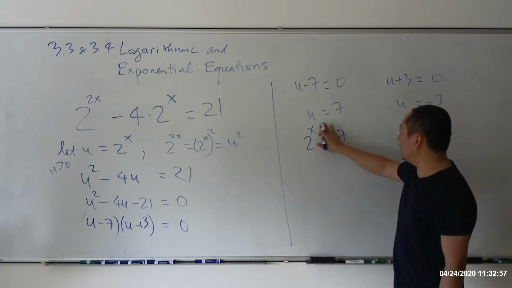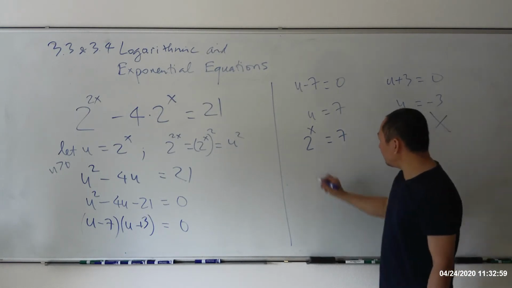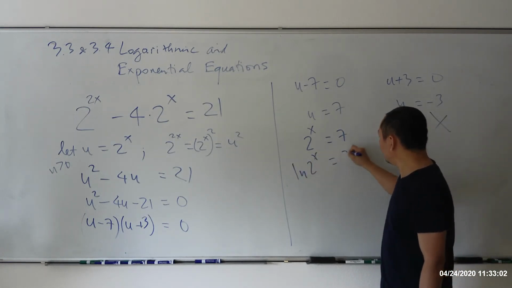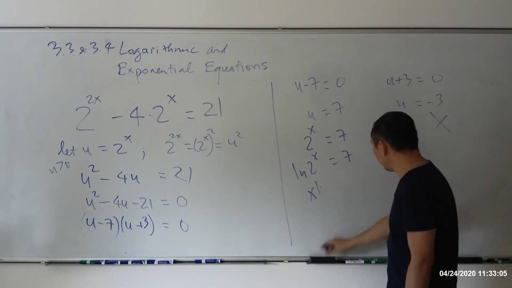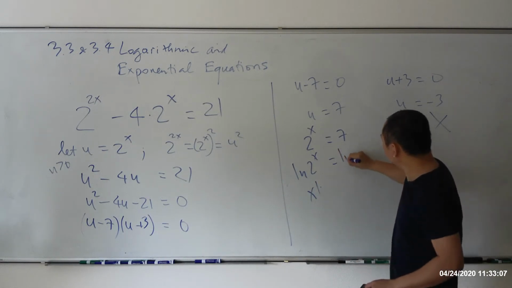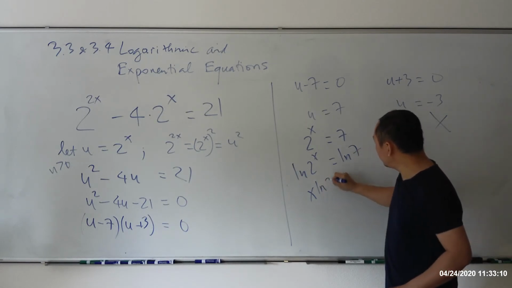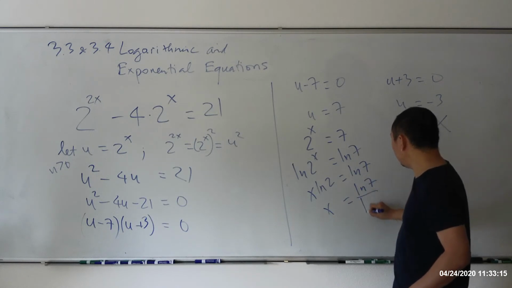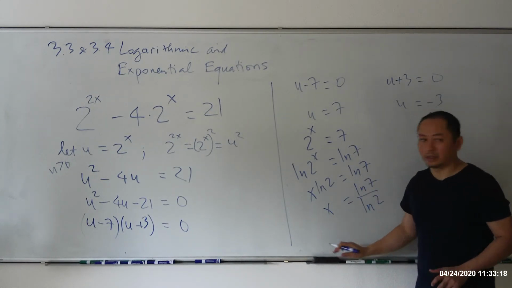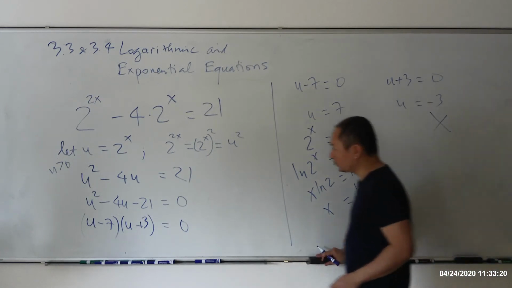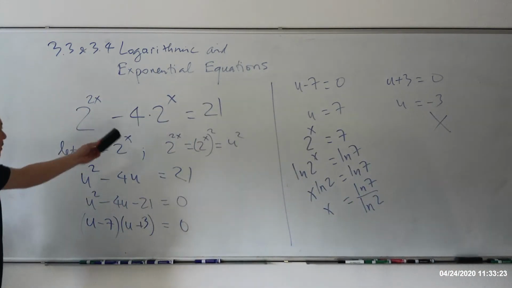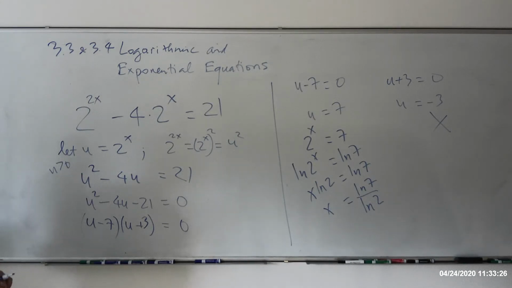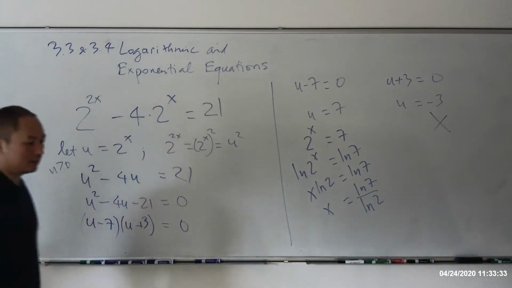So how do you solve for x from here? x is in the exponent. Apply the log on both sides. x ln of 2 equal to ln of 7, or x equal to ln of 7 over ln of 2. And that will be the solution. Okay. So the technique for this type of problem is you're going to do a u-substitution. And you have to look at the problem carefully and see if they have the same base before you can do the u-substitution. So let me show you another example.